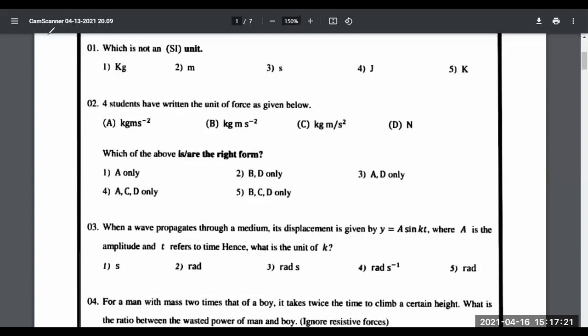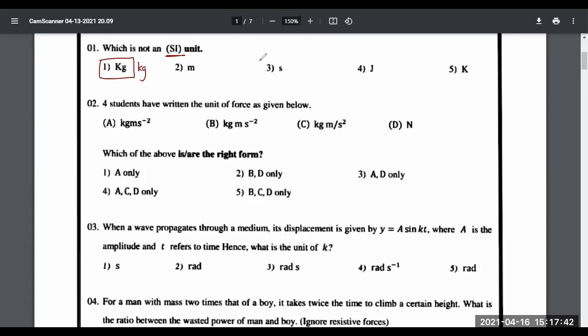Which is not an SI unit? Out of these, the answer is the first one, which is not an SI unit. They are not talking about fundamental SI units. The problem is kilogram should be simple k, simple g. So they are just testing whether you know how to distinguish between capital K and simple k, right?